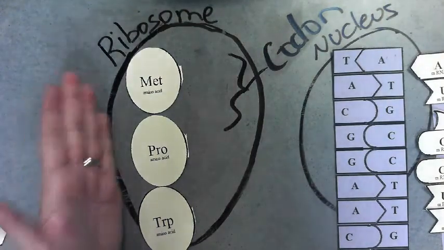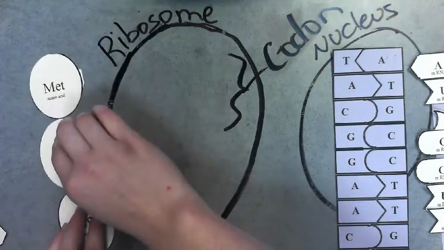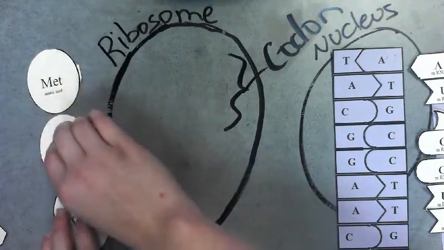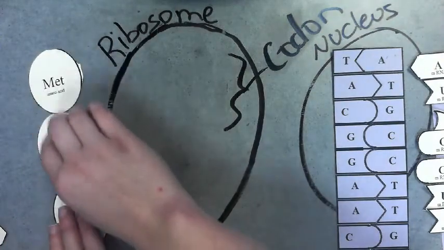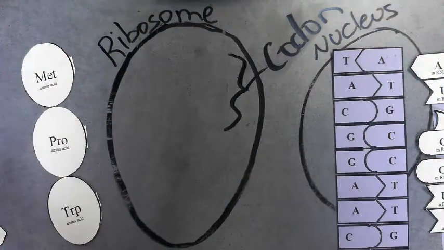So now we've built a protein, and this protein is ready to go off and do whatever it's designed to do. It could be to repair muscles, it could be to repair skin, it could be eye color, whatever it might do. Proteins do a ton of stuff, so that protein is done and ready to go off and do its job. So that's the process.